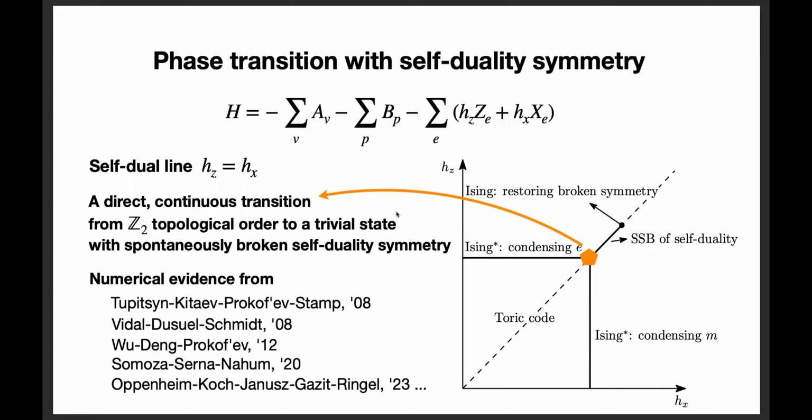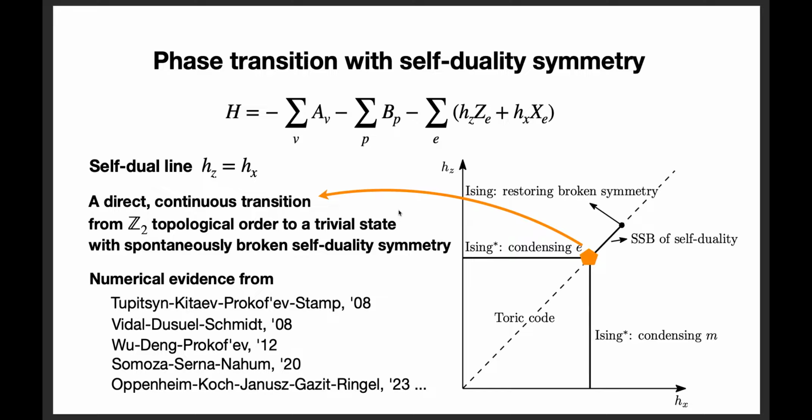Since then there has been a lot of numerics, and it is really Adam Nahum's numerics in 2020 that found compelling evidence that this is indeed a direct continuous transition connecting this deconfined phase and the symmetry breaking phase. They literally find scaling invariance at this point and can extract the scaling dimensions of the perturbations that drive along the direction.